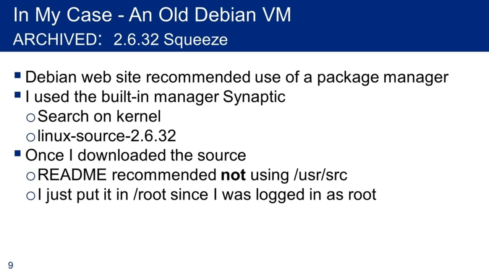When I visited the Debian website, I saw the recommendation to use the Synaptic Package Manager rather than wget to download the source. So I started the package manager, searched on kernel, and found the Linux source I needed. Once I added the package, the README recommended not using /usr/src, so I put it into /root. You may encounter the same kind of differences for the VM you choose. Work methodically so you know your kernel recompile will not go astray. In fact, it may be worthwhile to rebuild the kernel at this point to make sure everything is working properly.